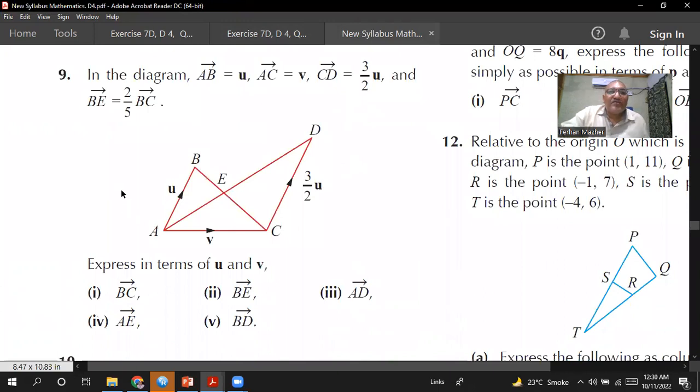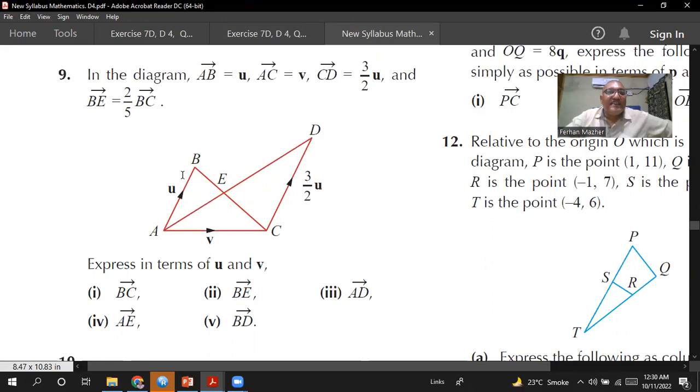The next question coming up on your screen is question number 9. It says in this diagram, A to B is U, A to C is V, CD is equal to 3 by 2 of the U, which means 1.5 U, and BE is equal to 2 by 5 BC. That means if you write the BC here, if BE is 2, and the whole thing is 5, it means this is 2, this is 3, the total is 5 in terms of ratios. Okay, they want me to express in terms of U and V.